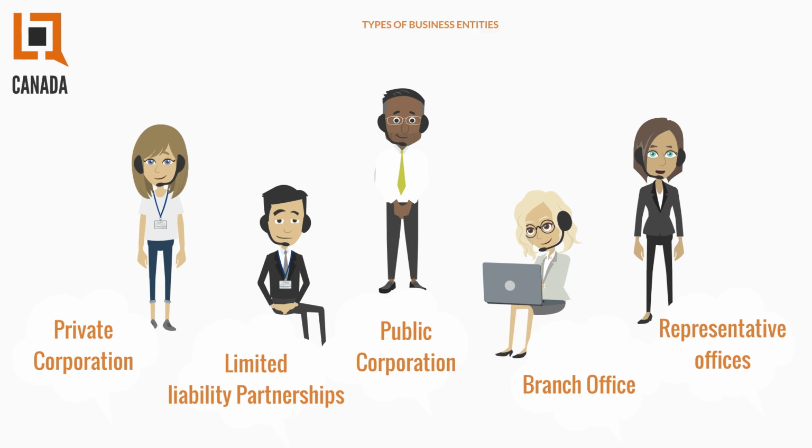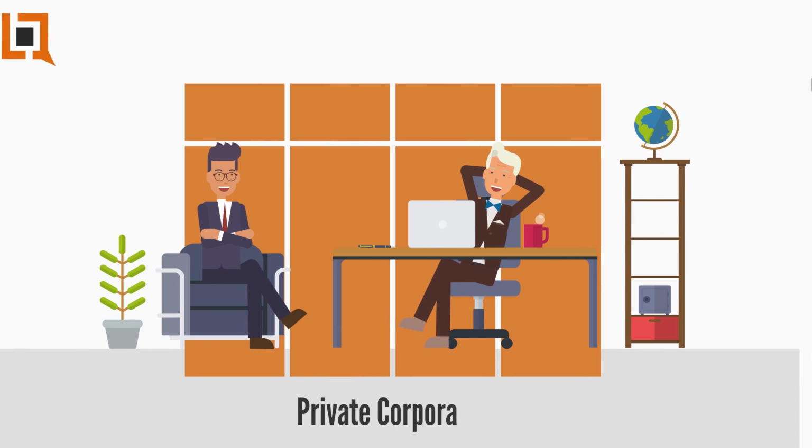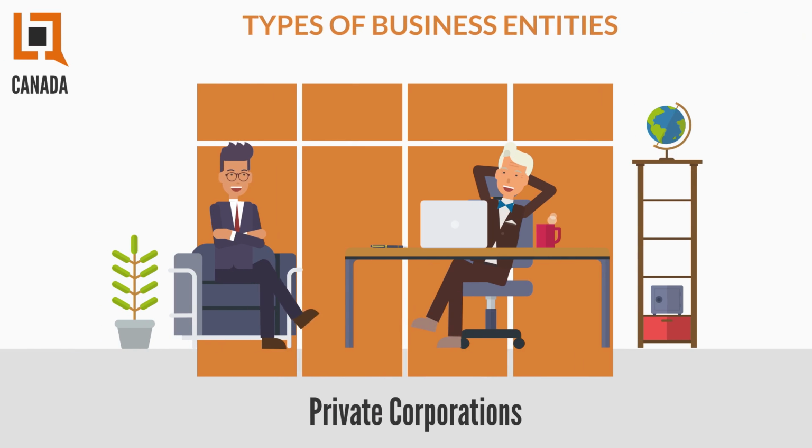There are several types of business entities available to do business in Canada, and the procedures and requirements to register each of them slightly vary between provinces. A Canadian private corporation can be registered by a minimum of 1 or 2 shareholders depending on the province of registration, and with a minimum capital of only $1.